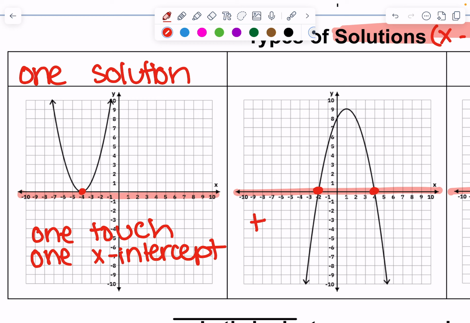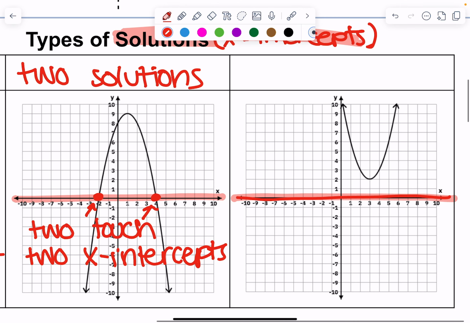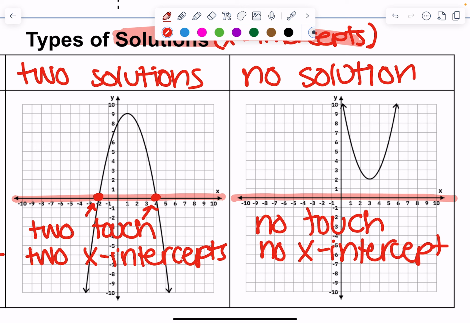For the next one, if I look, I touch the x-axis here and here. Two touches. So two solutions. And that means two x-intercepts. For my next one, if I look at the x line and I look at my graph right here, it does not touch the x-axis. So no touch, no x-intercept, no solution. So no touch, no solution.